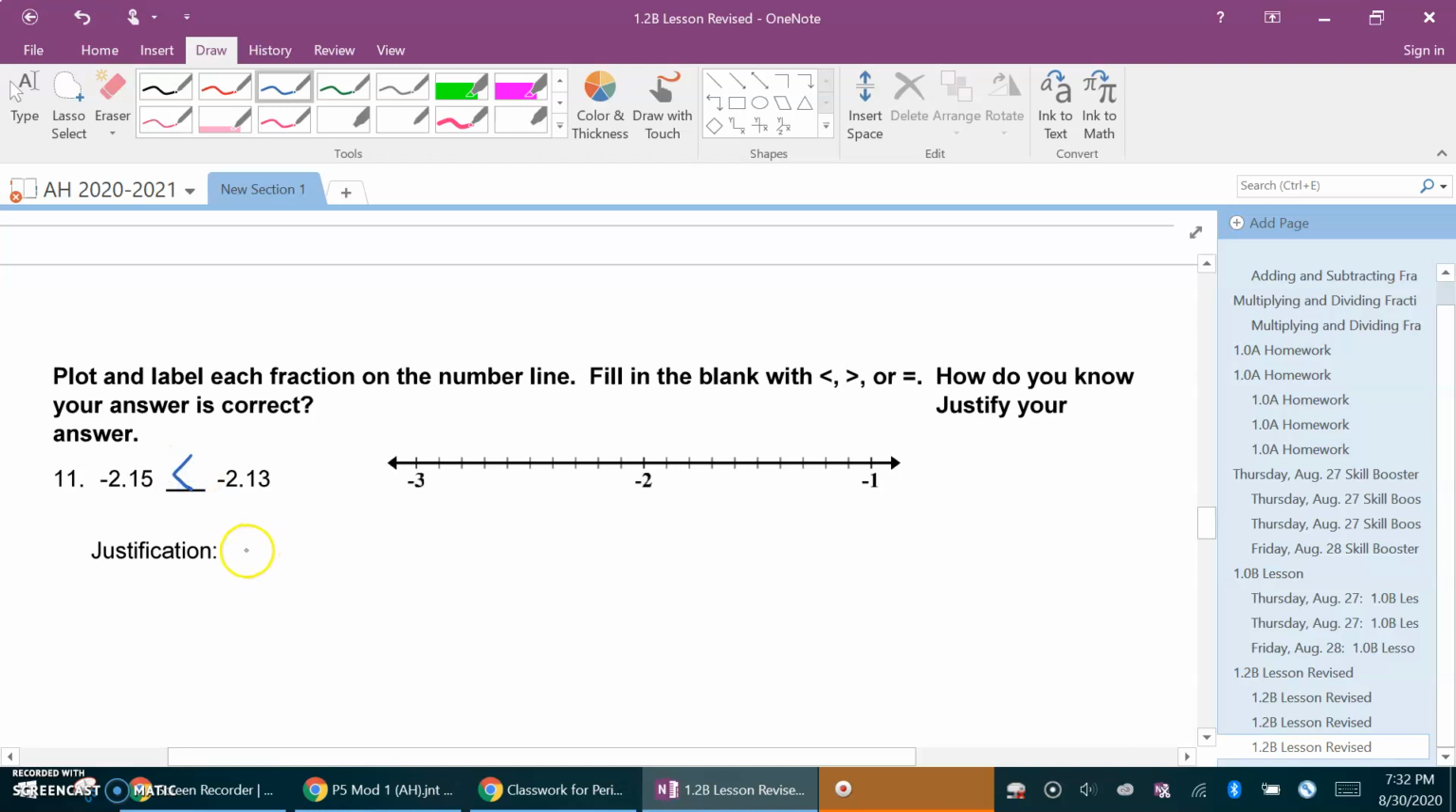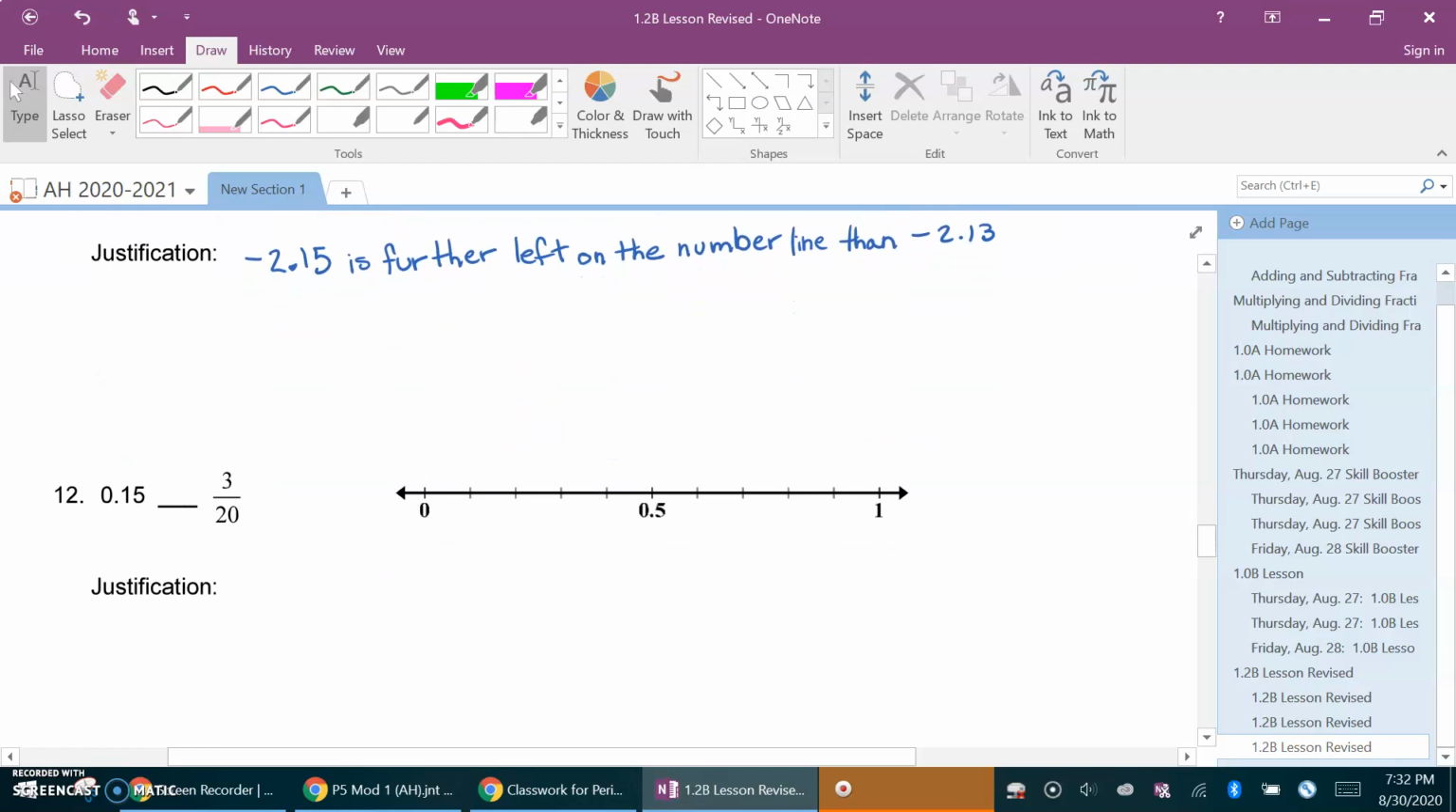This is going to be a less than sign, and you could use as a justification that negative 2.15 is further left on the number line. So we're looking at a negative 2.13 being roughly there, and we're looking at a negative 2.15 being right next to it.